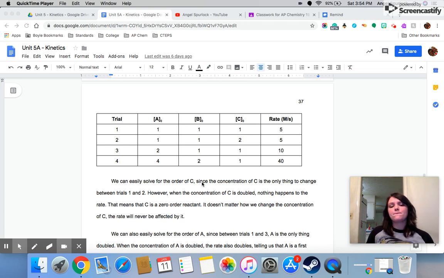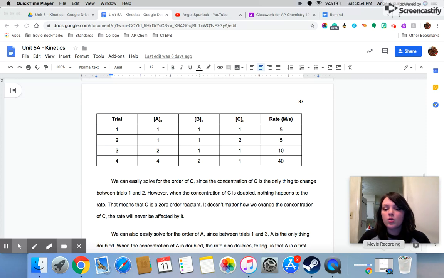So you can do any of these. I think that it's easier to compare trials 3 and 4 because you know exactly what's happening to A and you know exactly what's happening to B, and C stays the same, okay? So if we look at trials 3 and 4, we can see that A has doubled. So we would expect, if B stayed the same, if we ignored B, to see the rate between 3 and 4 double as well.